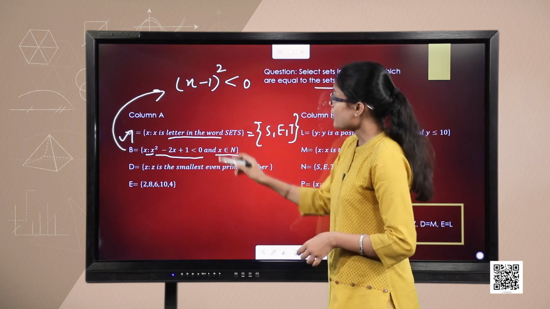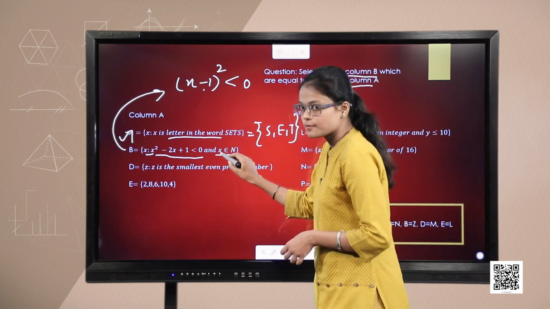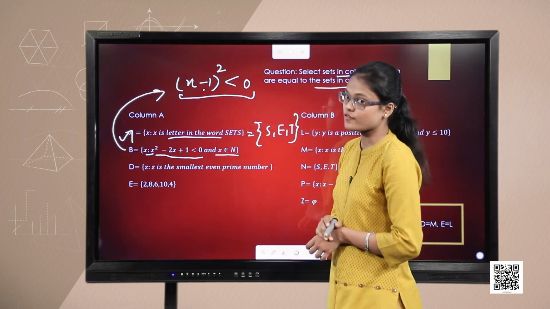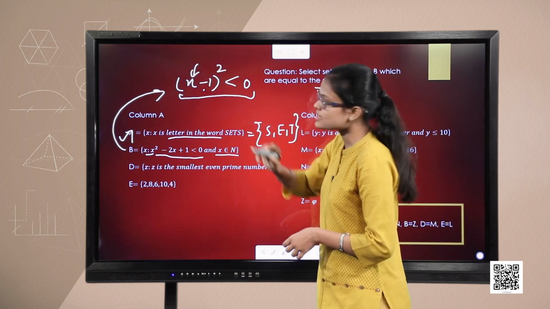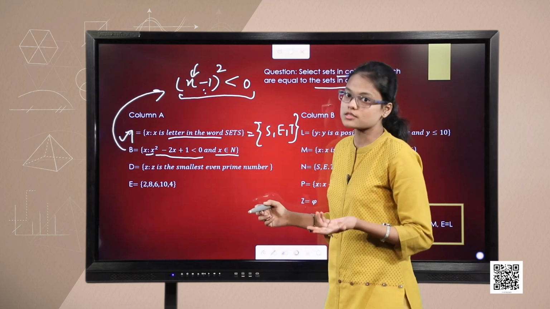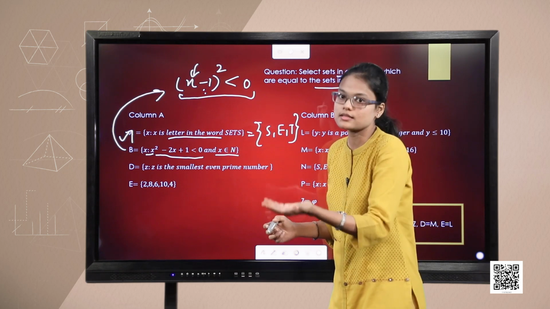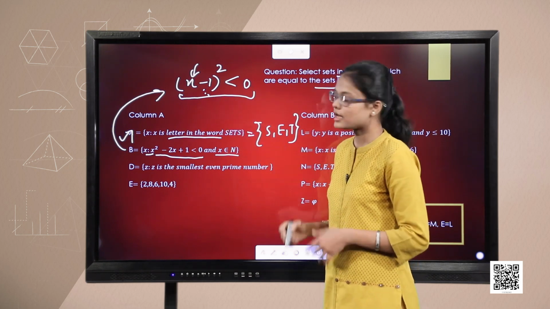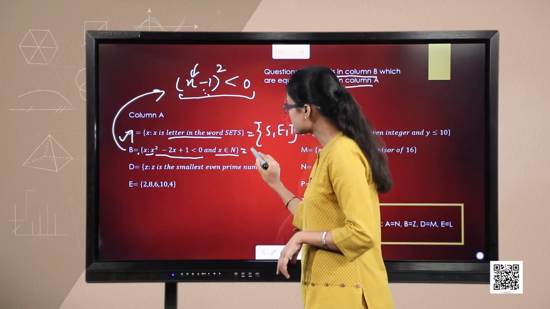Okay? And you may see that for no element x does this inequality hold. That is, if we put any value of x in this, the value of this expression will always be positive. Either it will be equal to 0 or greater than 0, but it will never be less than 0. So, this implies B is an empty set. So, we can write it as ϕ.